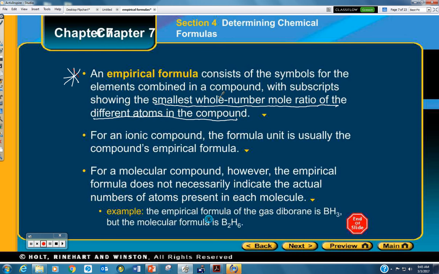If you remember, in ionic compounds, one of the rules for creating an ionic compound is we always reduce. So for the most part, ionic compounds are always empirical. I know in my notes it says that it's usually a compound's empirical formula, but for the way that I showed you how to name ionic compounds and create ionic formulas, we always reduce. So we're always going to have the empirical formula for the ionic compound.